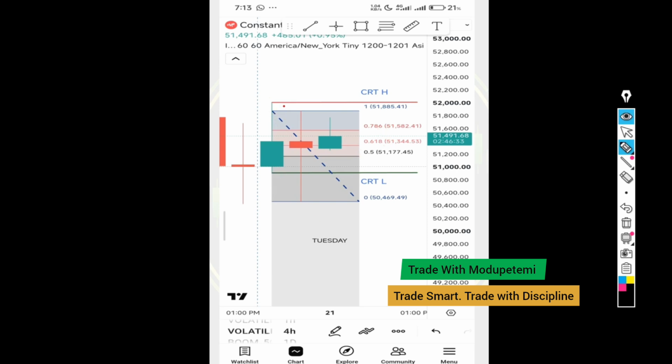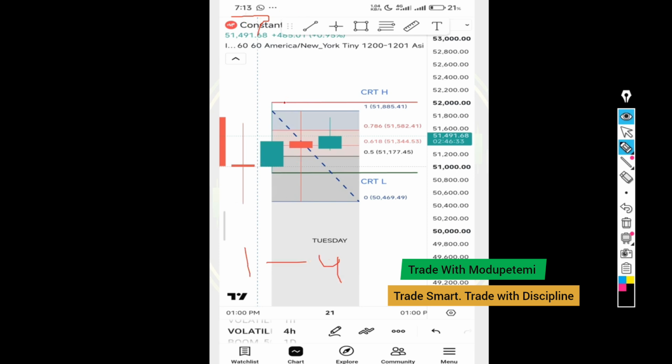So I marked that. You can see my CRT high, my CRT low. At the time I was taking this, it was 7:13 p.m. Nigerian time. That was exactly 1 a.m. EST time. Once I measured my range, I knew I wanted to trade the 1 a.m. CRT candle, and the 1 a.m. CRT candle ranges from 1 to 4. As at the time I was in the market, it was around 1 a.m. already, so we are going to 2.